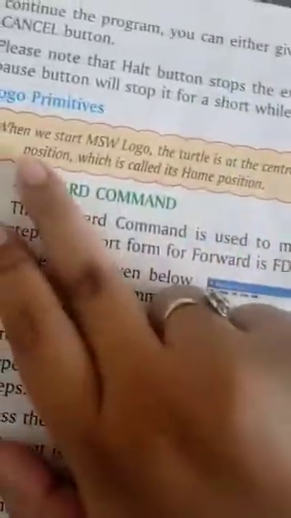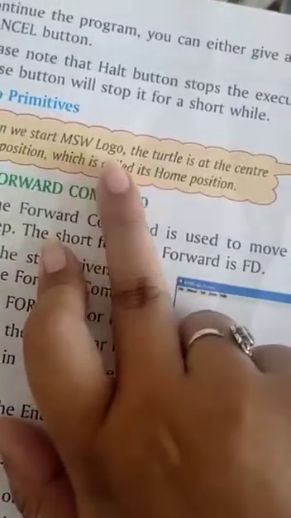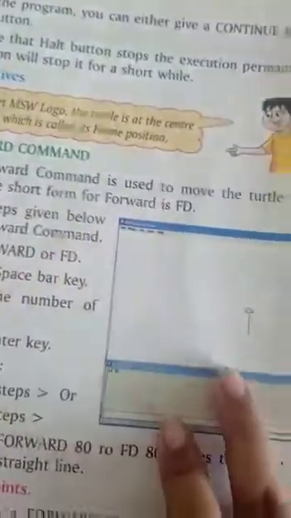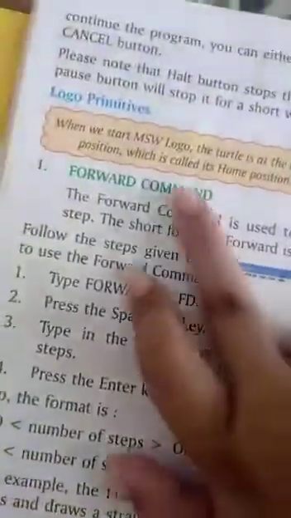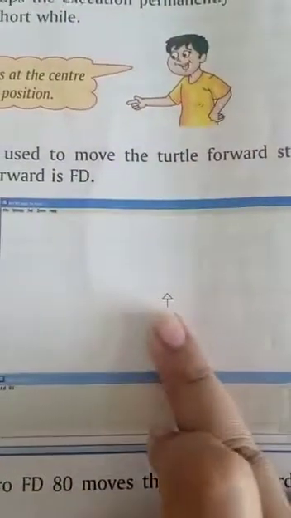Then Logo primitives. Look at this picture. When we start MSW Logo, the turtle is at the center position, which is called its home position.